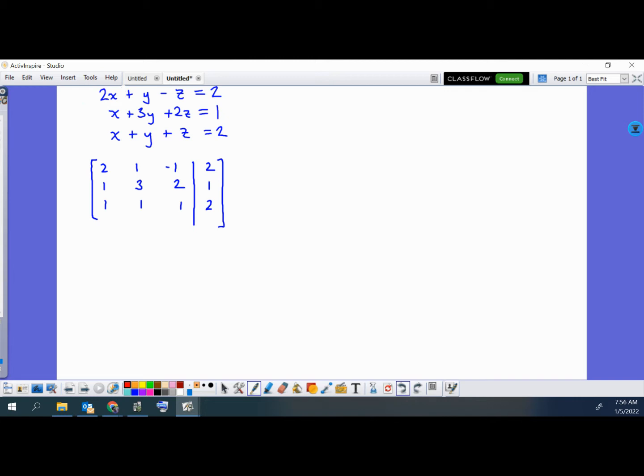You could eliminate y 2 different ways. You could do row 1 minus row 3. You could do row 2 minus 3 row 1, or row 2 minus 3 row 2. Or sorry, row 3. Anyway, lots of different ways, right? I'm going to go with that. But if you did it a different way, that's fine.